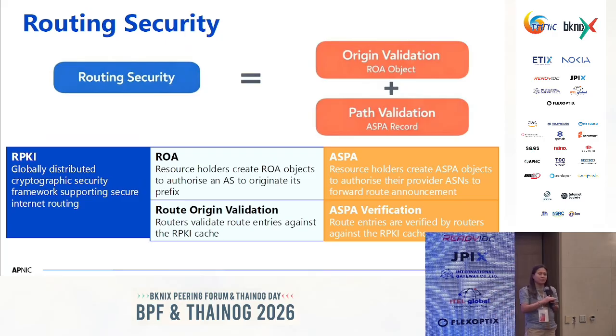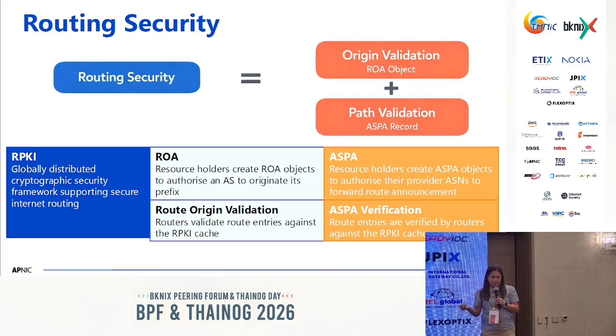Over the years, we have seen significant growth in RPKI adoption. We now have 60% of routes globally covered by ROA, and about 30% of that is, to some extent, implementing route origin validation. But as we all know, this is only half of the story. The other half is looking at the path that a route has taken to get to its destination, and that is what we call AS path validation.